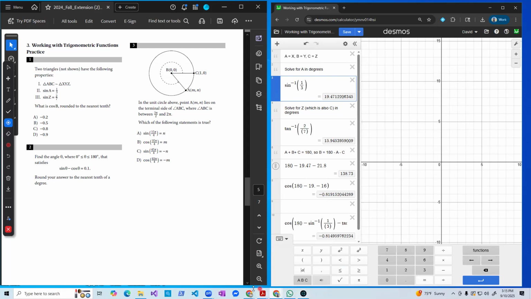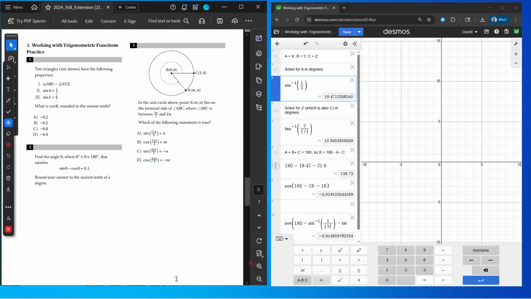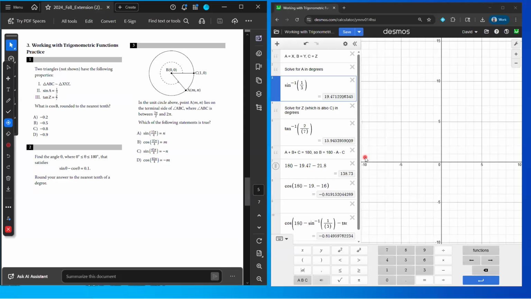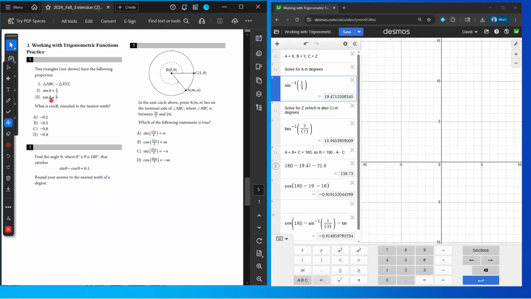So we'll make that edit. There you go, tan z. And so similarly, we do tan x inverse of 2/7, and we get 15 degrees. So now that we know z, which is also the same angle as c, and we know a, which is also x, we can then find b, which is the question, by doing 180 minus these two.